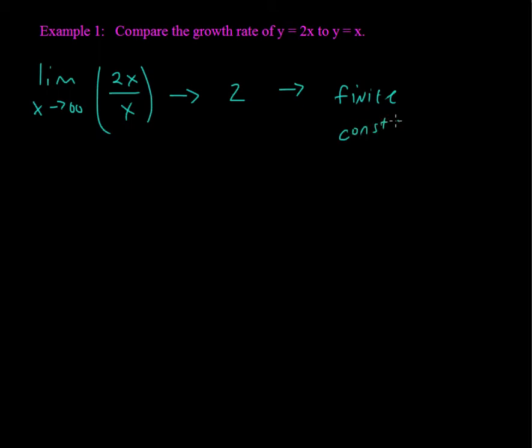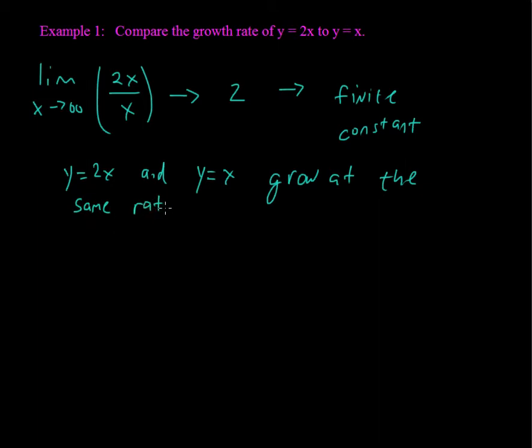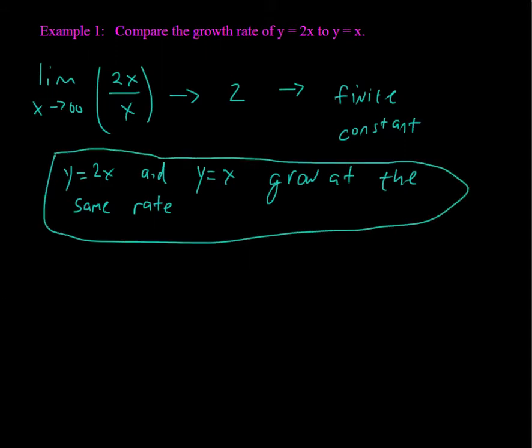So as we just saw from the rules before, that means y equals 2x and y equals x grow at the same rate. Now that could be somewhat unexpected, but really they're growing at the same rate. It's just that y equals 2x is always twice as large as y equals x, yet they're still growing at the same rate. All right, so let's move on to the next example.